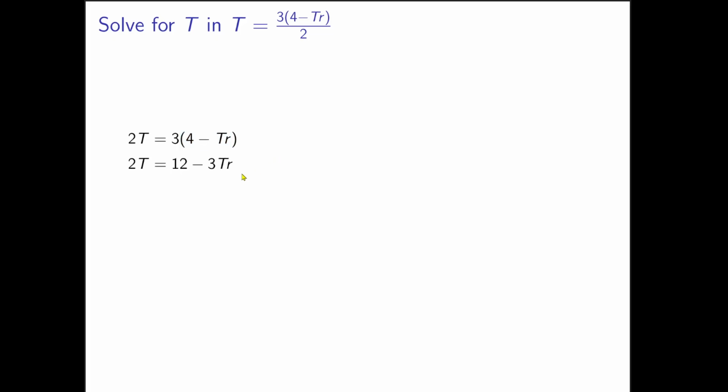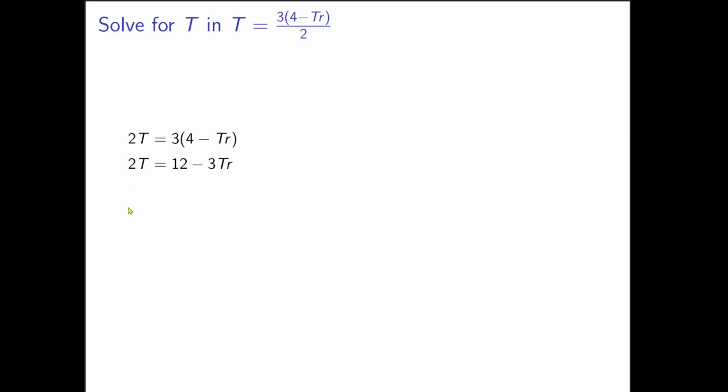But if we distribute that 3, the left side stays the same. 2t is equal to 12 minus 3tr. Now we have terms. There's a 2t term, there's a 12 term, and after the minus sign, there's a 3tr term. Now that we have terms, we would add and subtract on both sides, and it will help us if we get all the terms that involve t on one side. It could be the right side or the left side, but I'll make the choice to get all the t terms on the left side.